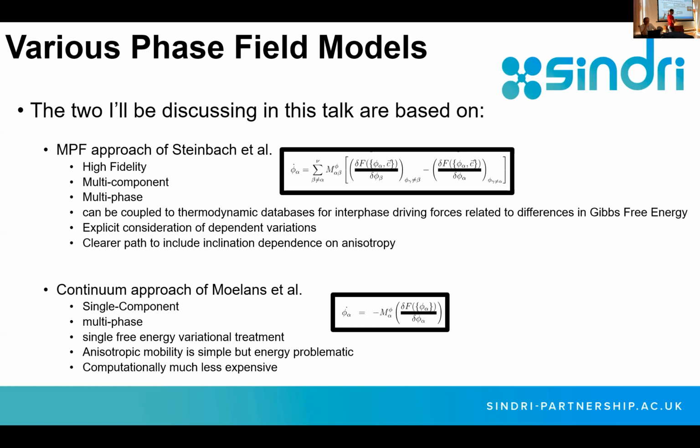The multi-phase field approach makes a lot more sense in how you include the anisotropy. Grains have 5 degrees of freedom: 3 rotation and 2 inclination. It makes a lot more sense how to include all 5 degrees of freedom of anisotropy into the multi-phase field model. It's not as elegant in the Moelans approach, but it's still just as easy to make the mobility anisotropic, and that's probably the plan. And also you can see the variational treatment is a bit different in the multi-phase field model as well.